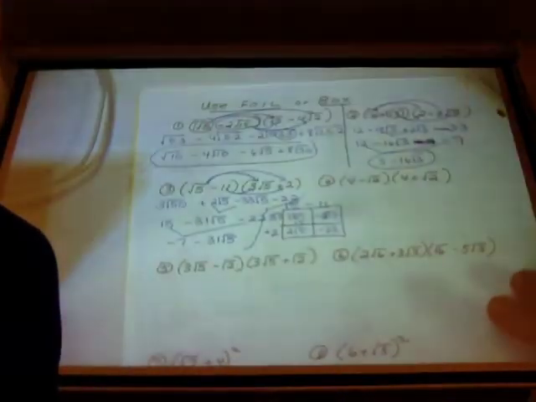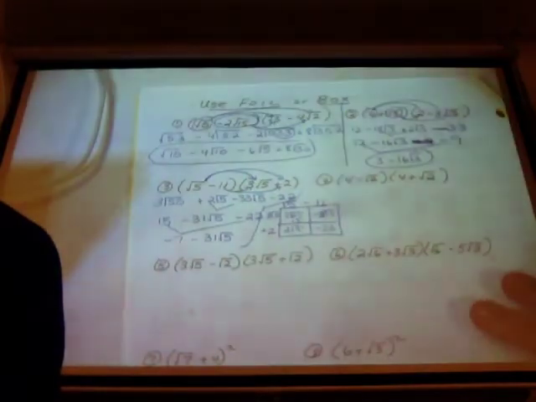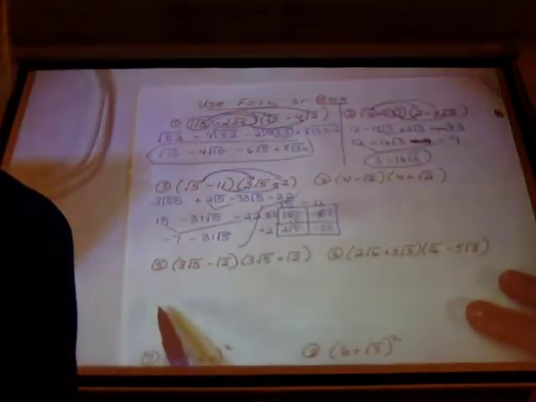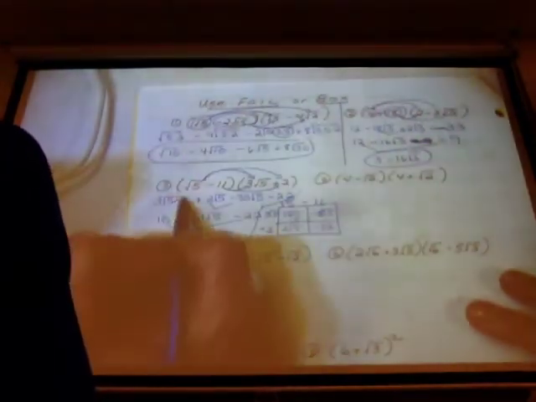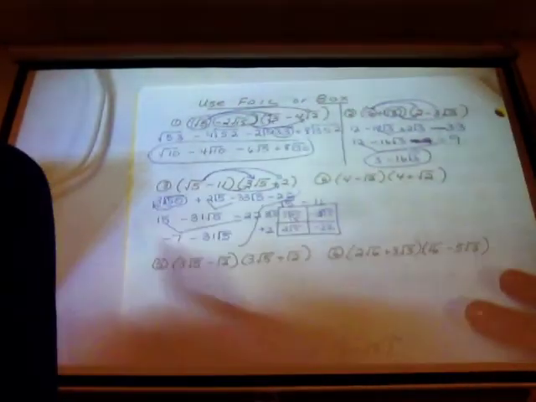Yes. How'd you go from 3 radical 5 times radical 5 to 15? Because you take a 5 out and multiply it with the 3.